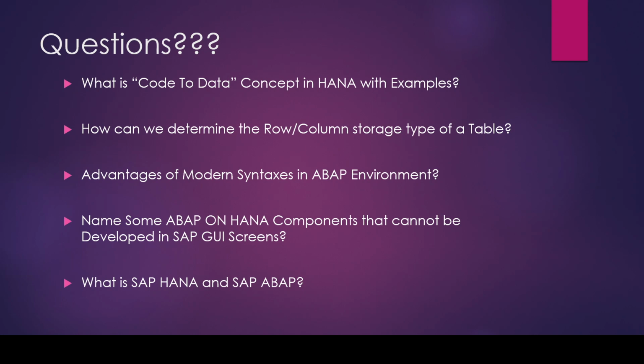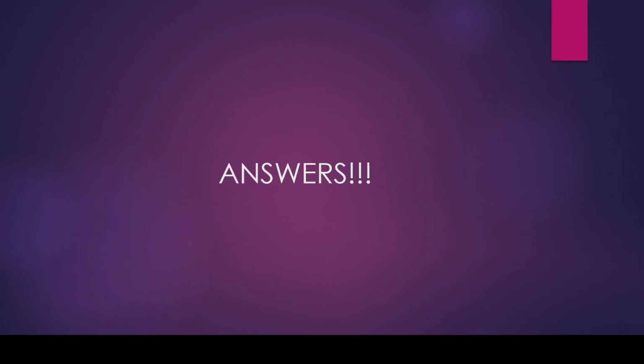What is code to data concept in HANA with examples? How can we determine row or column storage type of a table? Advantages of modern syntaxes in ABAP environment. Name some SAP ABAP and HANA components that cannot be developed in SAP GUI screens. And what is SAP HANA and SAP ABAP? So let's move on to the answers.